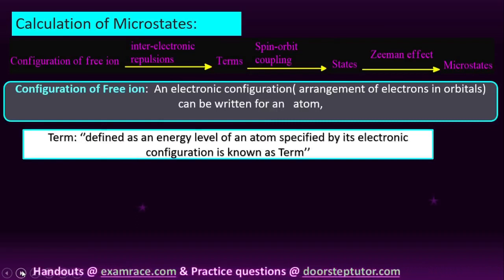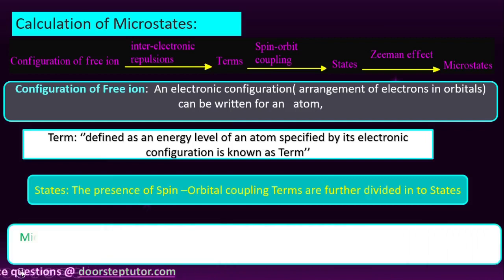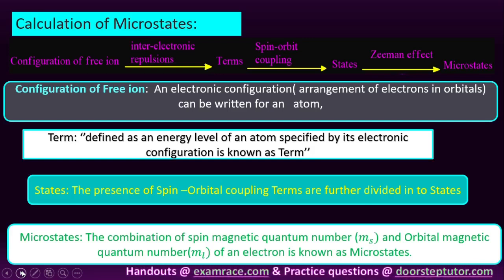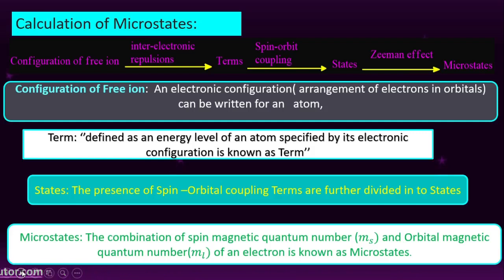Generally the microstates come from states, and the states come from terms, and the terms come from the configuration of a free ion. So what is the meaning of configuration of a free ion? We will discuss the terminology which is involved in the determination of a microstate.